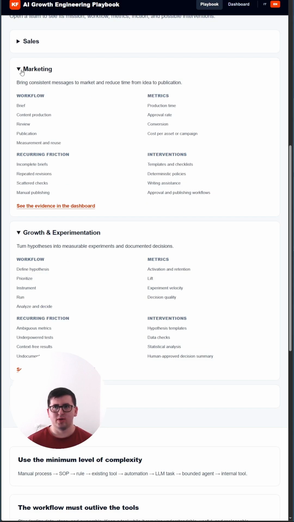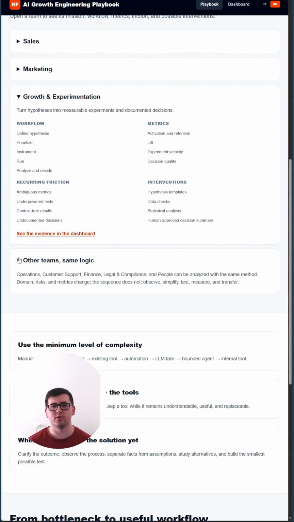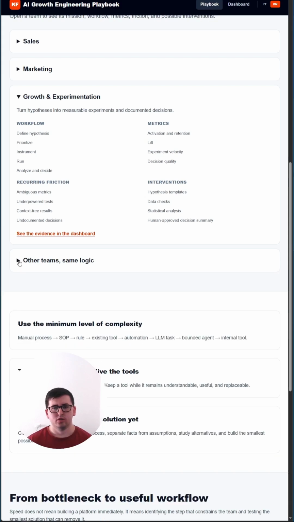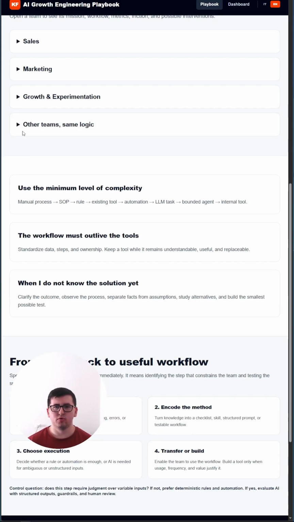Now that you understand that the structure is the same, even if it's not in the role of AI growth engineering, you're going to see for yourself that you can help other teams in a different way, of course, because they are going to have different problems, workflows, and metrics. So in the future, you're going to be able to help other teams, but the name is not going to be AI growth engineering, but maybe AI automation engineering or something else. So we need to use the minimum level of complexity. This is a simple way: manual process, SOP, rule, existing tool, automation, LLM task, bounded agent, internal tool.